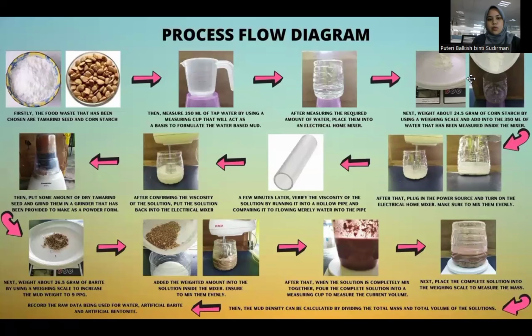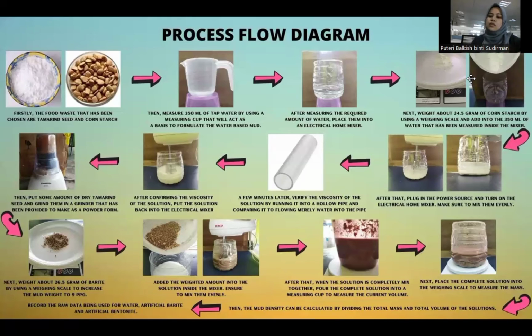Next, weigh about 26.5 grams of barite, which is the tamarind powder, using a weighing scale to increase the mud weight to 9 ppg. With the measured amount of tamarind seed, we will add it into the solution inside the mixer. Make sure to mix it evenly.